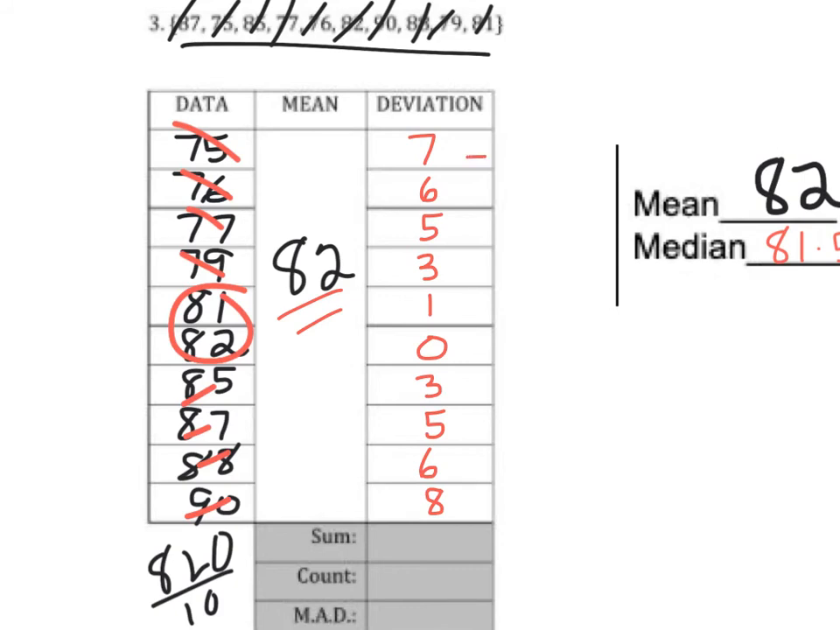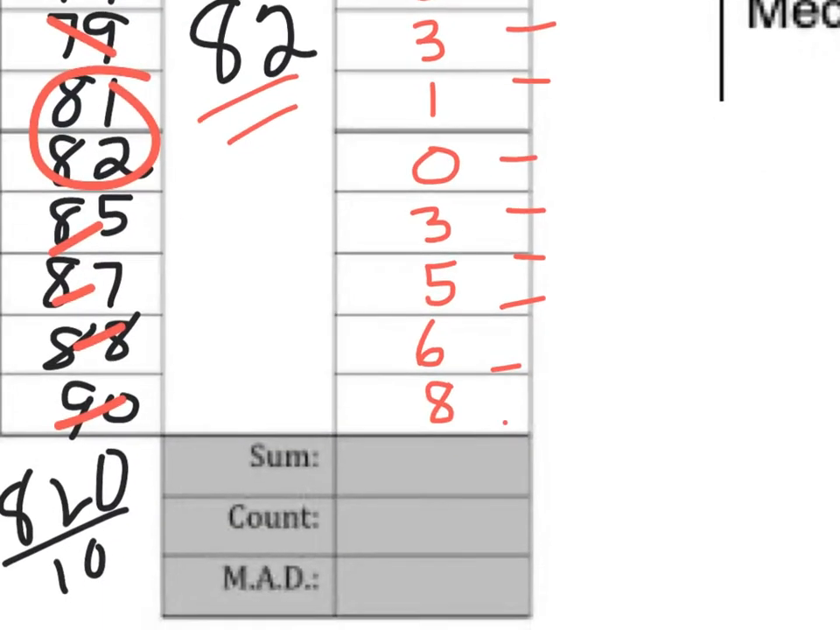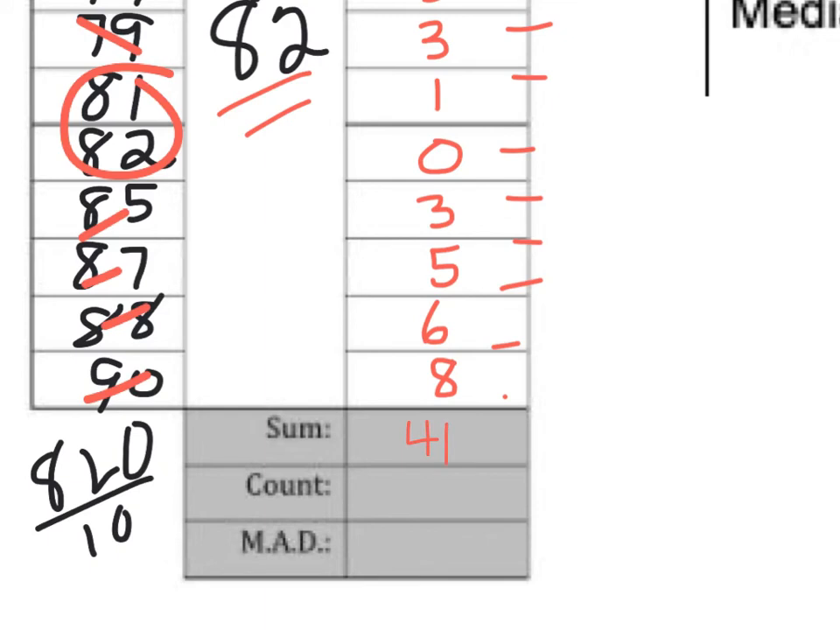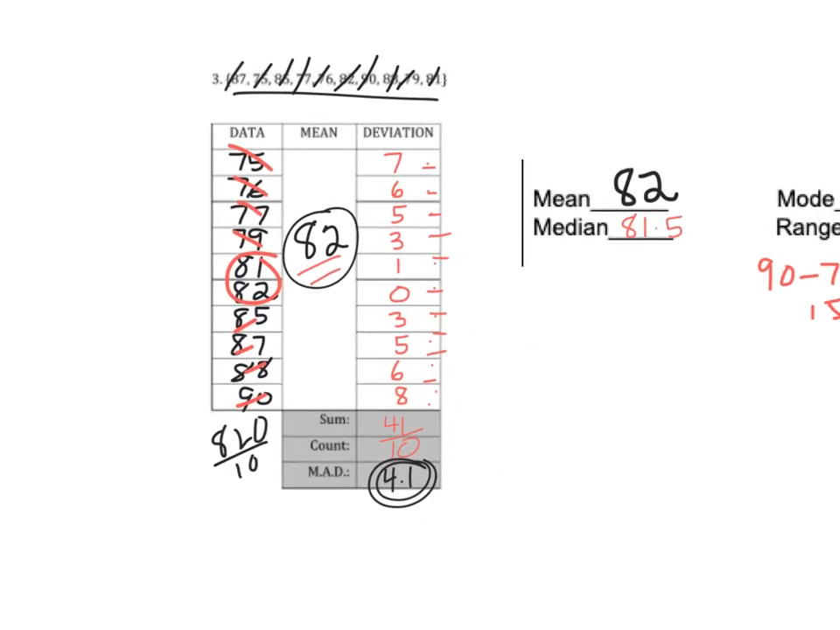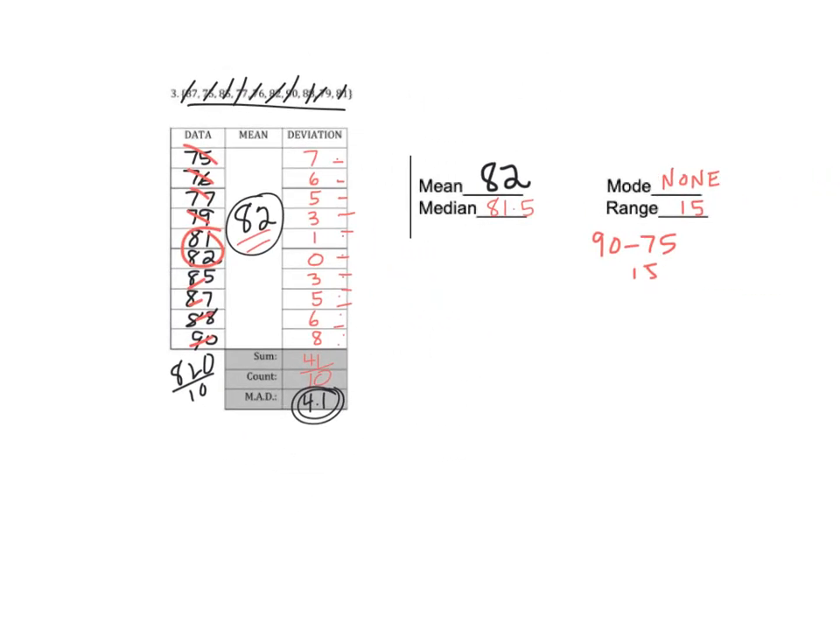Once you get that, we add all these up to get a sum right here. So let's do that. Which gives me a sum of 41. And there are 10 pieces of data there that I counted. 1, 2, 3, 4, 5, 6, 7, 8, 9, 10. So 41 divided by 10 is going to be 4.1. So here's your average. Here's your mean absolute deviation. Simple as that. And there's my mean, median, mode, and range. Figured all that out.